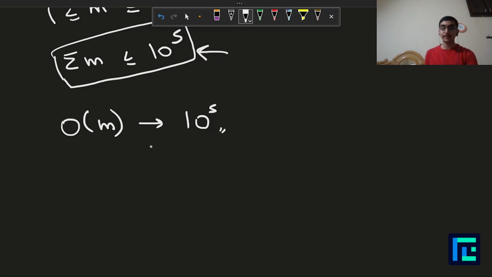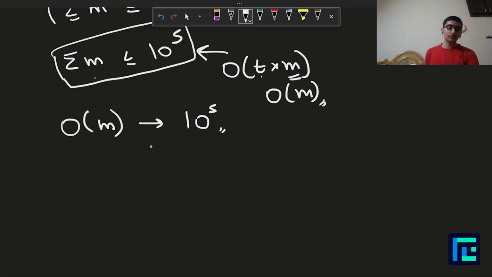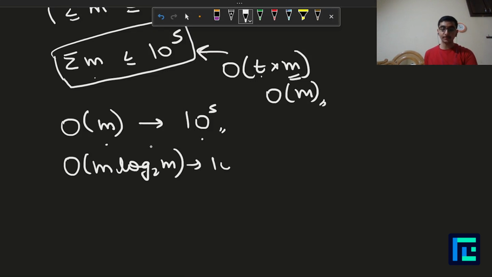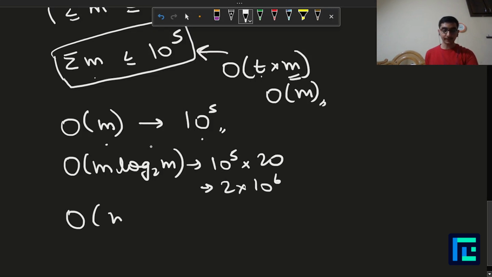And if you have a doubt about why I'm not writing it as O of T into M, it's because M already has a bound over all test cases. So instead of writing O of T into M, I can simply write it as O of M, right? So O of M time complexity will yield 10 power 5 operations. O of M log to the base 2 of M would go 10 power 5 into 20, because approximately log base 2 of 10 power 5 is 20. This would be 2 into 10 power 6, and O of M square would go up to 10 power 10.